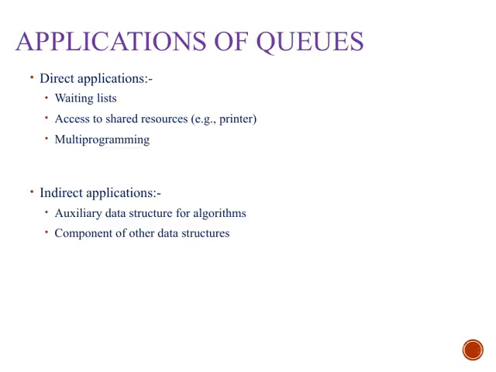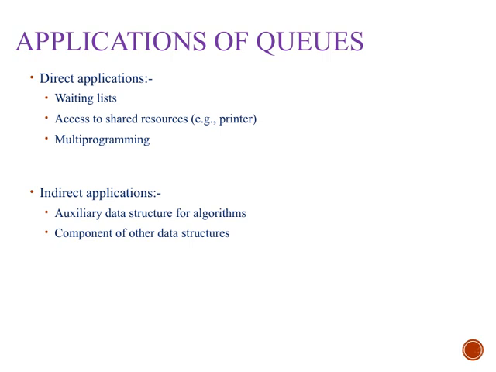Let's take a look at some of the practical applications of queues. First, there are direct applications, which are quite common in everyday scenarios. For example, waiting lists for services or appointments are a classic example. People line up and are served in the order they arrived. Another example is access to shared resources, like a printer in an office. When multiple users send print jobs, the printer processes these jobs in a queue, ensuring fair and orderly access.